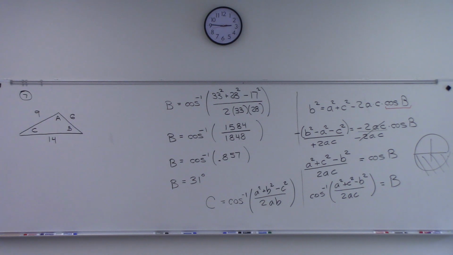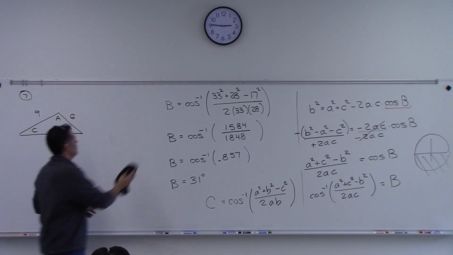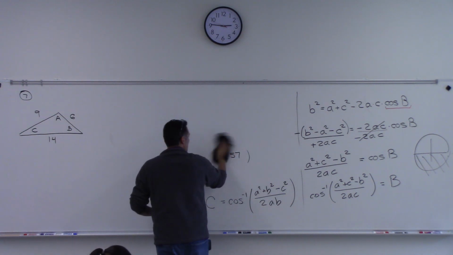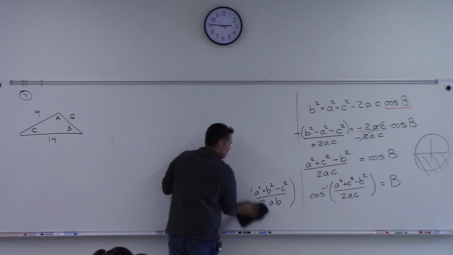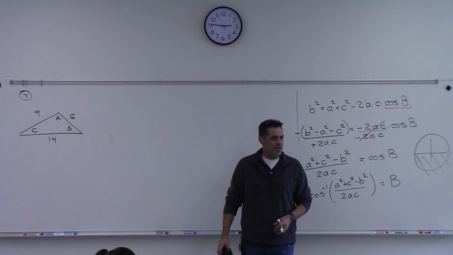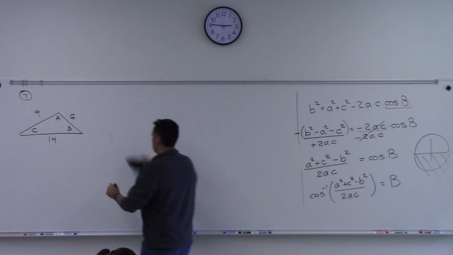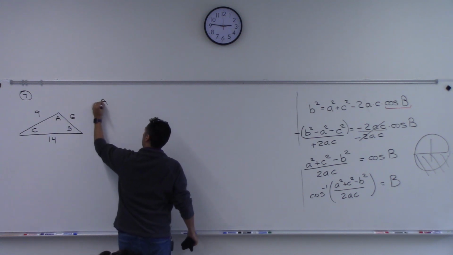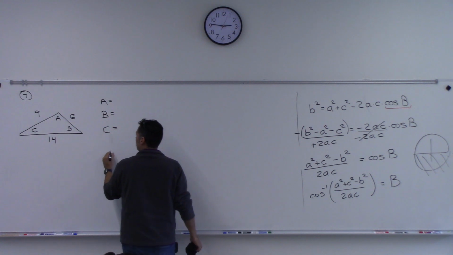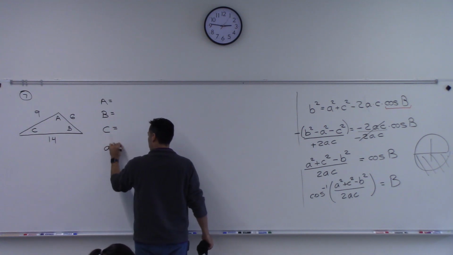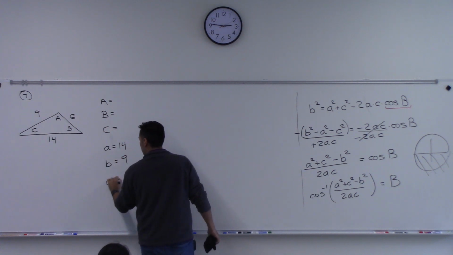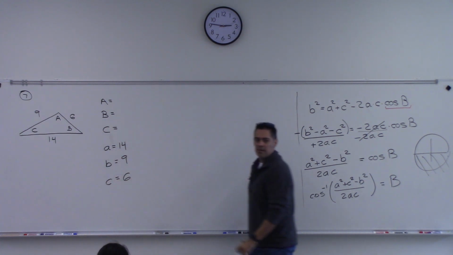Number 7. What has been given to you? Yeah, all the sides, right? Little a, little b, little c. I've given you no angles, have I? Right? No angles have been provided. Capital A, don't know. Capital B, don't know. Capital C, don't know. Little a, 14. Little b, 9. Little c, 6. Right?